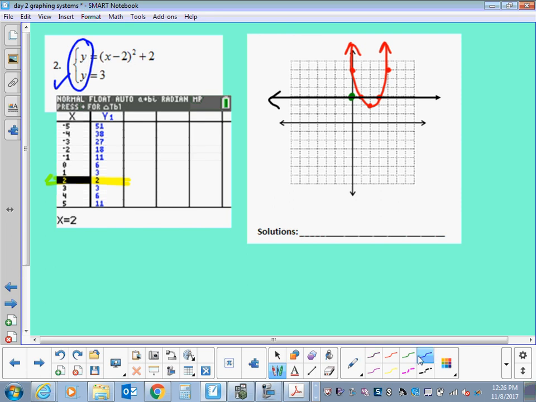We can tell what our solutions are from this. What are they? I have one solution there, which is 1, 3. My other solution is there, which is 3, 3. 1, 3, and 3, 3. Any questions on how we just did that? Just did all calculator.